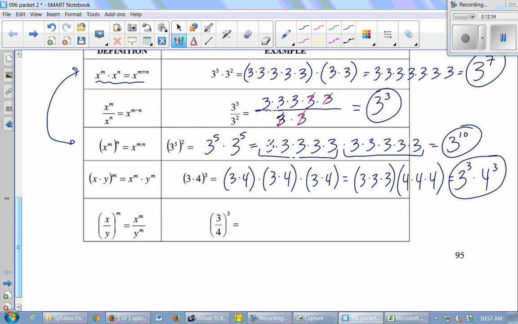All right. Same thing with a fraction. 3 over 4 cubed means 3 over 4 times 3 over 4 times 3 over 4. It's just the definition of an exponent. And then how do you multiply fractions? Multiply all your tops, multiply all your bottoms. 3 times 3 times 3, that's 3 cubed. 4 times 4 times 4, that's 4 cubed. So if you want to raise a fraction to a power, you can raise the top and the bottom to the power separately.